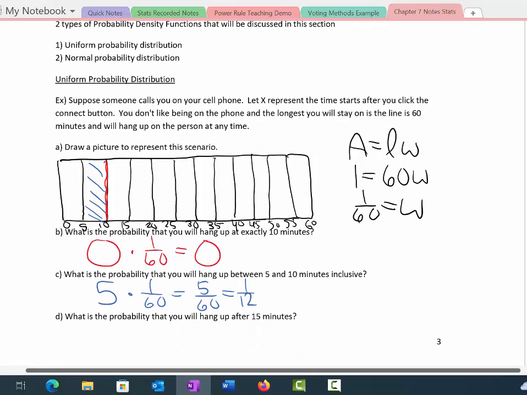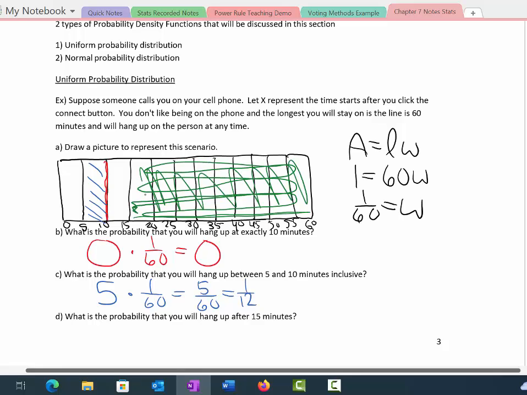Part D, what is the probability that you will hang up after 15 minutes? So it could be any time in this particular interval, starting at 15 and finishing up at 60. So 60 minus 15, that's 45. Width is still 1 over 60. That's 45 over 60. That is 3/4.